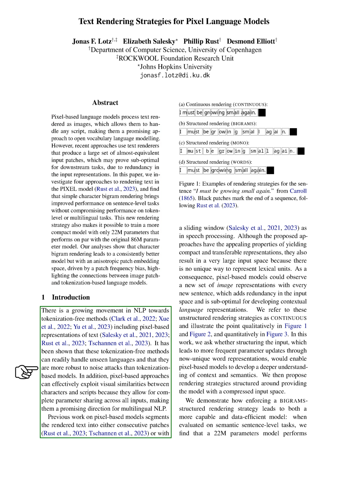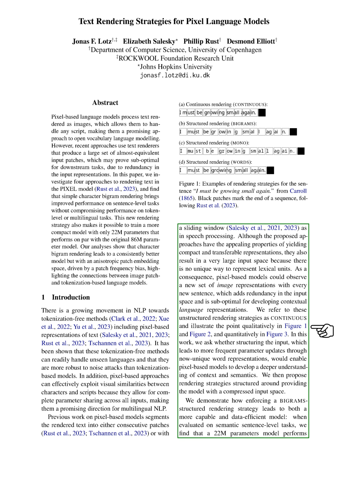Previous pixel-based models have divided the rendered text into consecutive patches or used a sliding window, similar to speech processing. While these methods have the advantage of creating compact and transferable representations, they also result in a large input space because there's no unique way to represent lexical units. This means that pixel-based models could encounter a new set of image representations with every new sentence, leading to redundancy in the input space and hindering the development of contextual language representations.